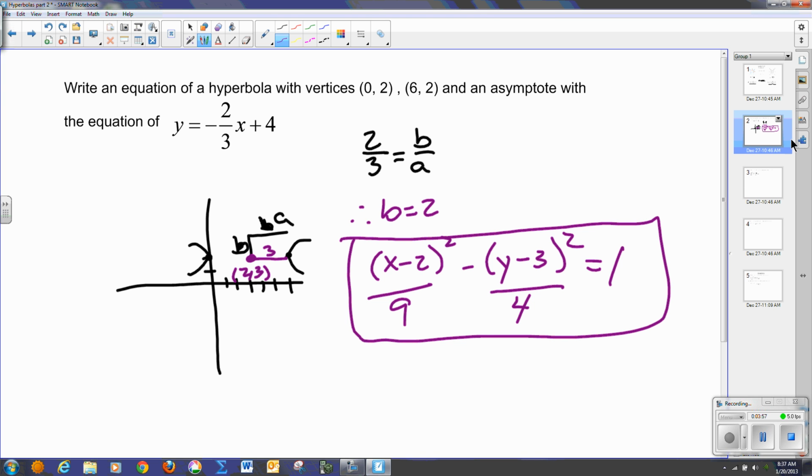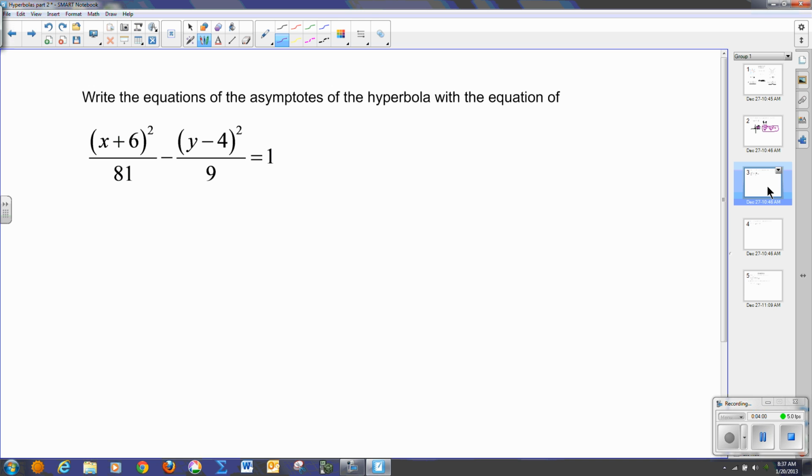All right, next example. Now we're going to write the equation of the asymptotes given the equation of the hyperbola. So again, I'm just going to walk through this by plotting some stuff, see what's going on. I've got (-6, 4) being my center.